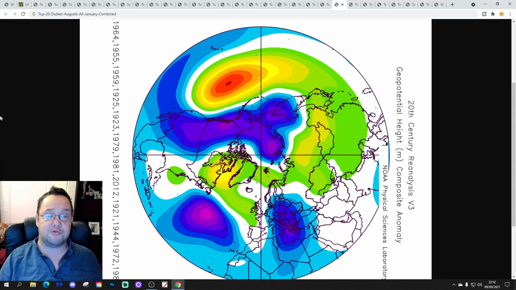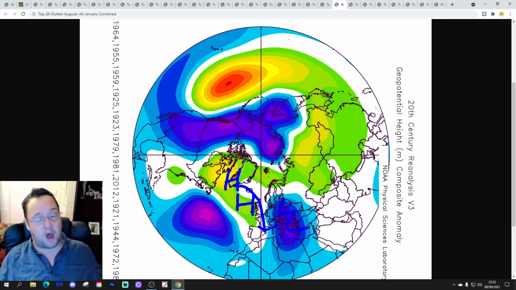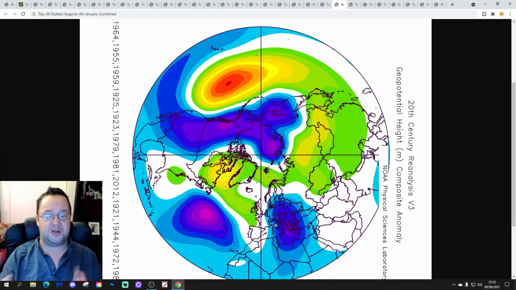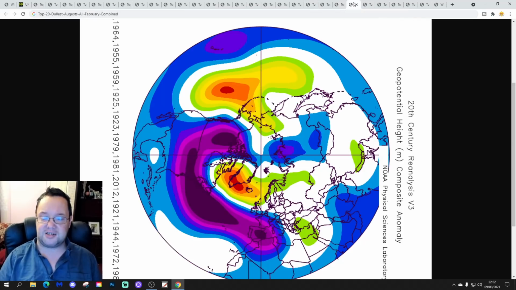All Januaries combined following the top 20 dullest Augusts. Looks like that, with above average heights out to our west, below average heights to our east. So it's a cooler signal for those Januaries. Probably not overly cold, but it is a cooler signal for those Januaries, with winds tending to be a little bit more northwesterly based.